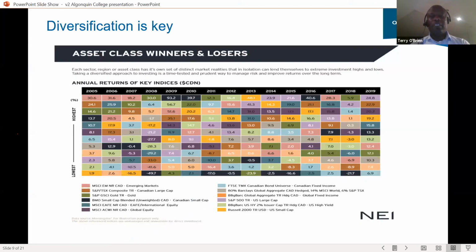So just because stocks have done really, really well in terms of performance over the long run doesn't mean that you just put all your money into stocks. As you can see on this particular slide, from year to year, you don't know which asset class will do well. So it's always a good idea to diversify your portfolio in different asset classes to reduce risk and also take advantage of market opportunities.